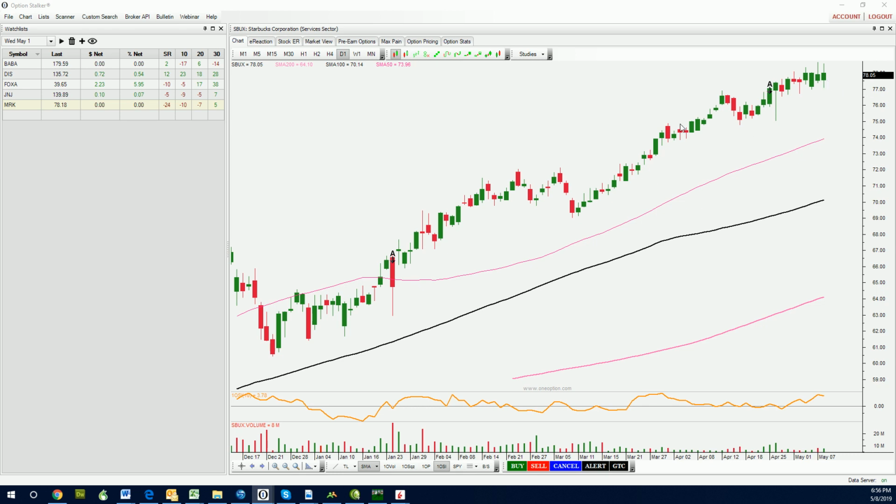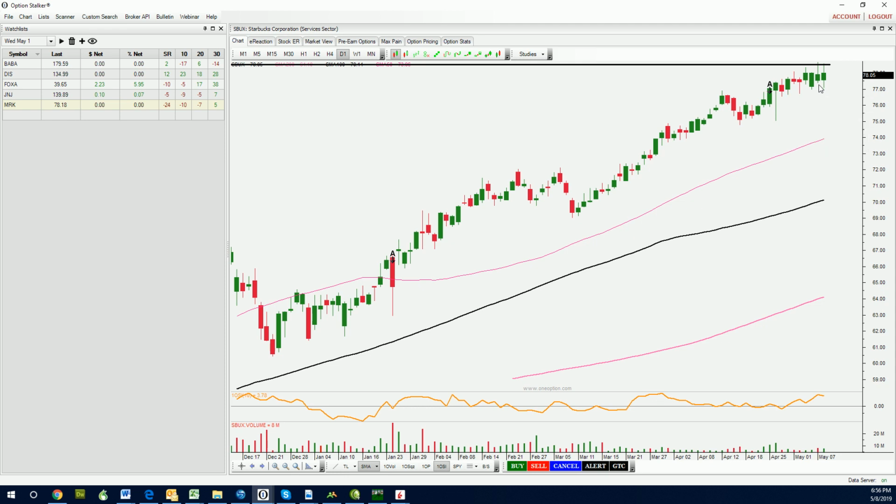Starbucks, really big, strong uptrend, tight compression here. If we can get through that high, yes, I like it. Look at how strong this stock is. It's a defensive play, meaning that in times of market weakness, money is going to flow into these defensive plays because everybody's still going to need their cup of cappuccino in the morning.